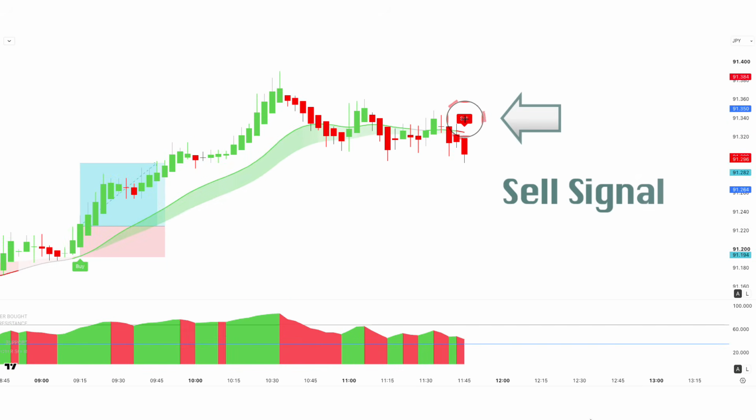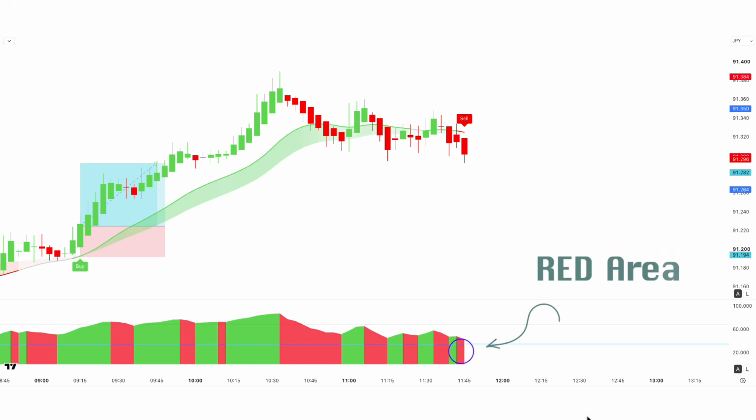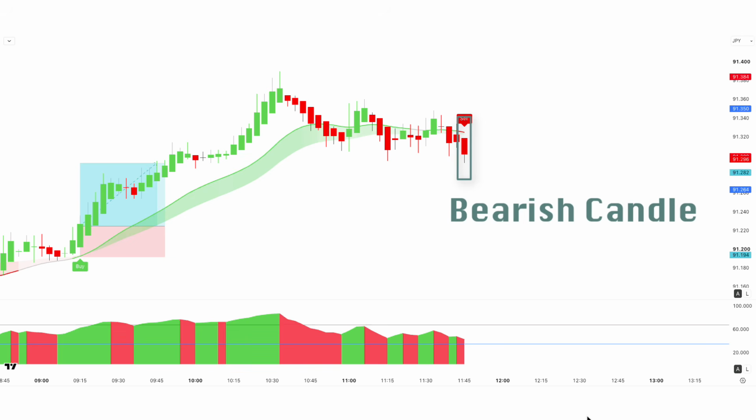Here the bearish and bullish toolkit label down of this is sell signal. Here the RSI market structure indicator red area. Here market has made a bearish candle to give confirmation. So all our conditions are being fulfilled, so we are placing an order to sell.